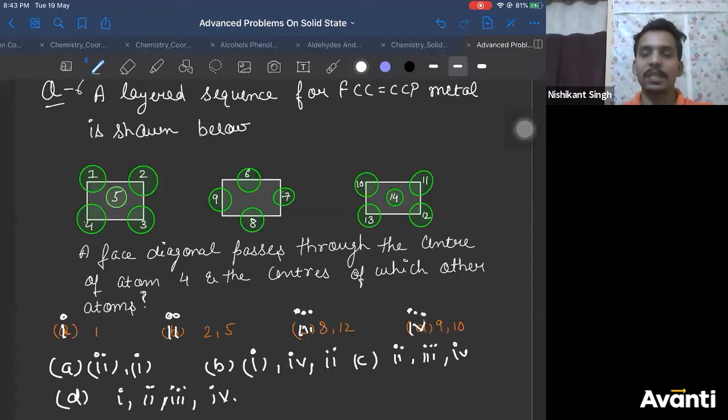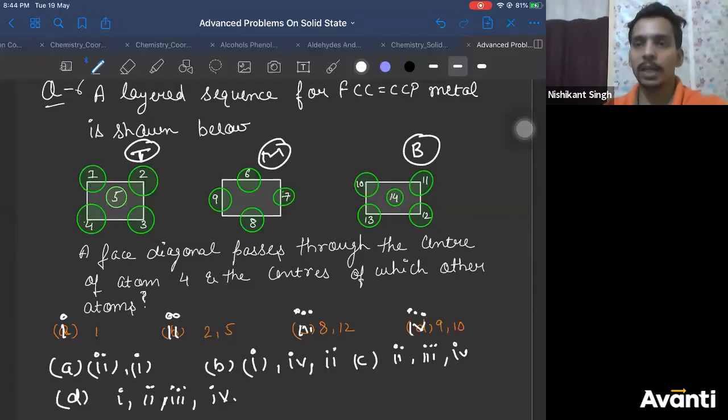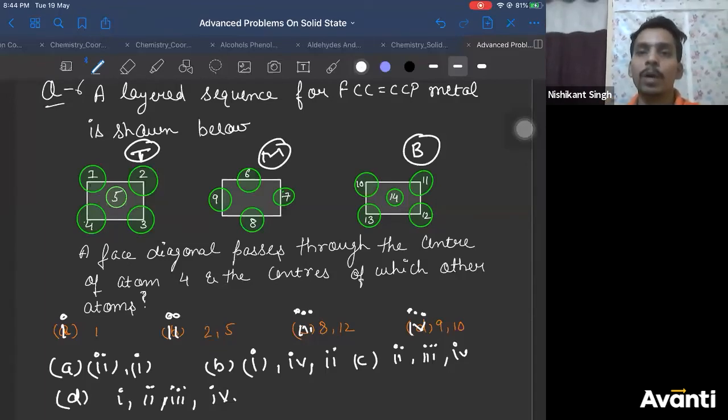Prashant, if this is your unit cell, take first layer, take second layer, take third layer. So they have given you 3 layers, top layer, middle layer, bottom layer. So this is your top layer, this is your middle layer, this is your bottom layer, Prashant. When these questions come in advance, the questions are not difficult. You have to understand them. That's the only difference.